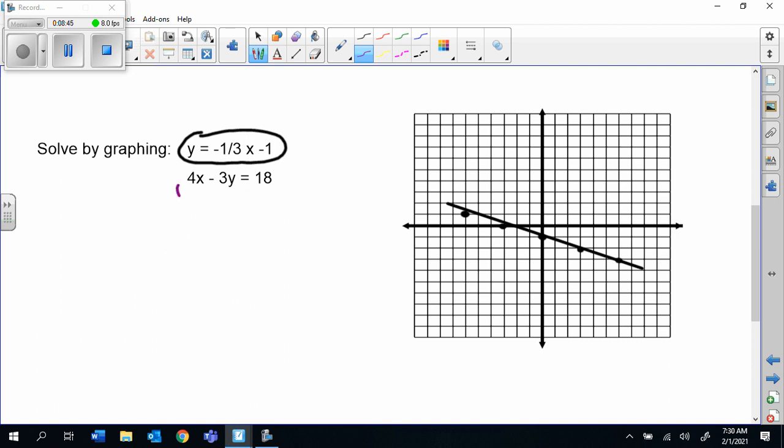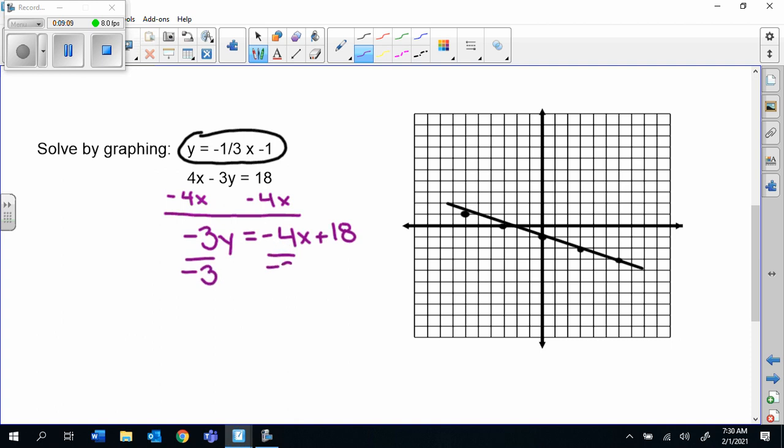This one needs to be switched into y equals mx plus b form. So I am going to take that 4x to the other side. So we have minus 3y equals minus 4x plus 18. Divide by negative 3. Divide all 3 of them by negative 3. And then note that 2 negatives there is going to change that slope to a positive slope. And then a positive 18 over a negative 3 is negative 6.